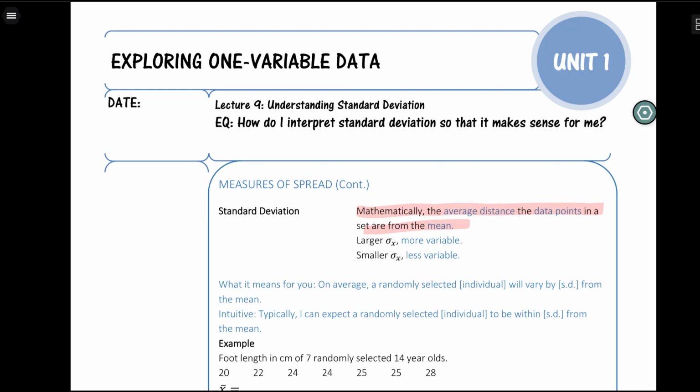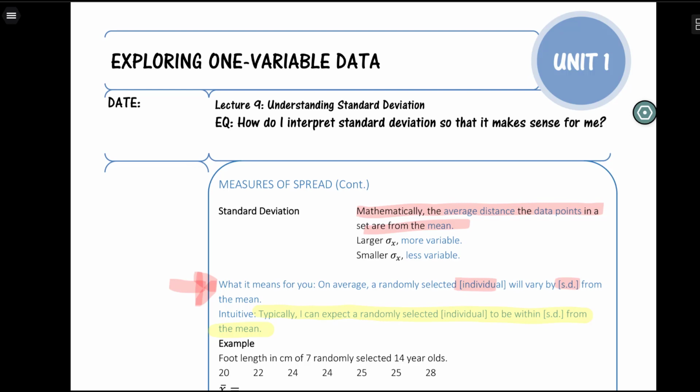Now, this is an interpretation that's like a little template for you to use, okay? What it means for you: on average, a randomly selected individual will vary by a standard deviation from the mean. You just need to fill in the blanks for individual and standard deviation. You can see what we mean here. Now this, to me though, is the more useful way of understanding it. Unfortunately, it's not commonly accepted. I like it though. I think it makes sense for me. Typically, I can expect a randomly selected individual to be within a standard deviation from the mean. Okay? This measurement of spread is very closely tied to the mean and the typical individual.